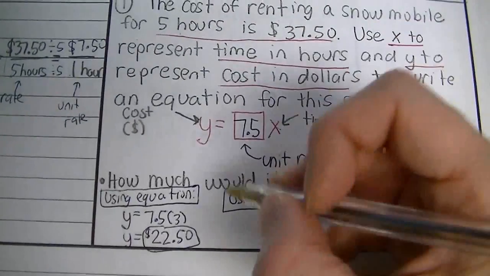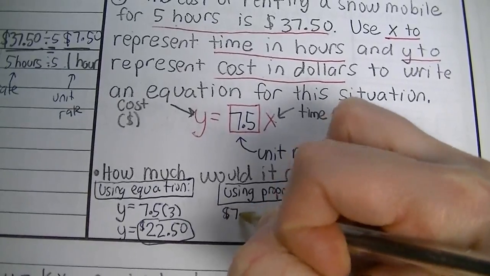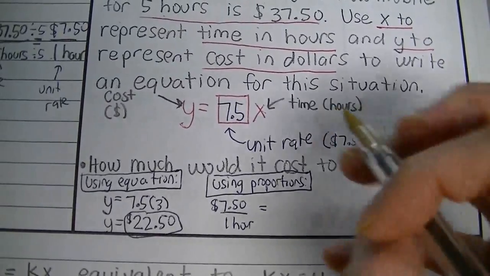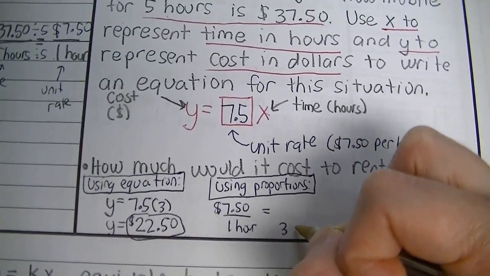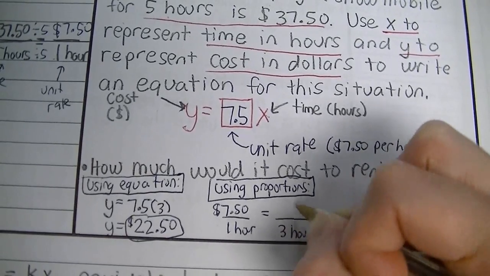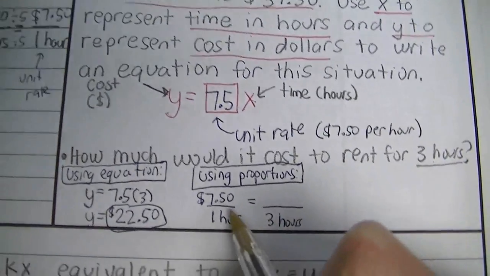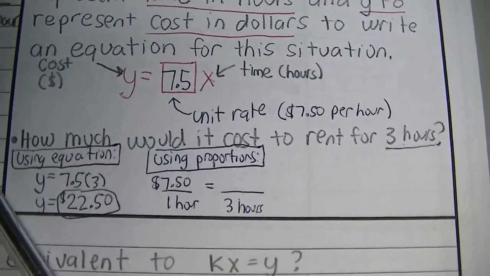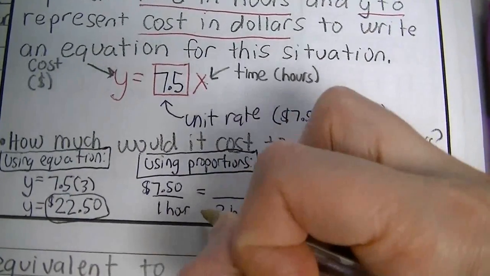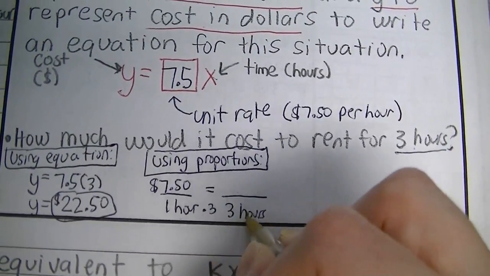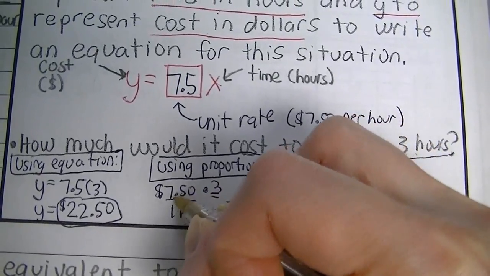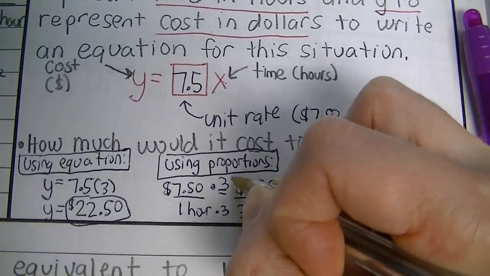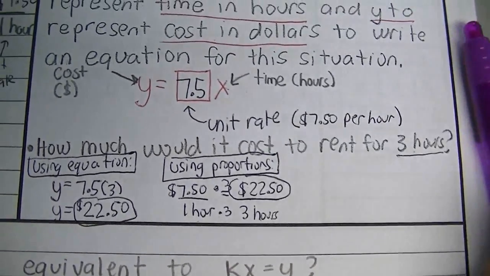So I know that my unit rate is $7.50 for 1 hour, but since they're curious about 3 hours, I want hours in the denominator. And we've got to figure out the corresponding numerator, okay? So 1 hour costs this much. We want to know about 3 hours. So right here, I've got to multiply by 3. 1 times 3 is 3, so I have to also do that to the numerator. $7.50 times 3, well, you're also going to get $22.50. That's my answer right there.